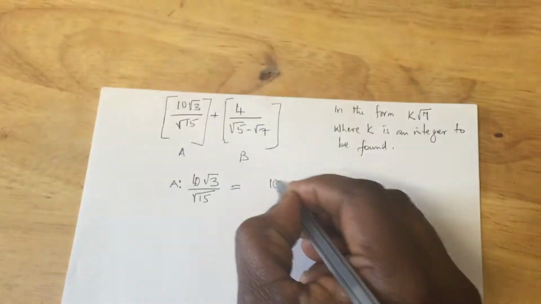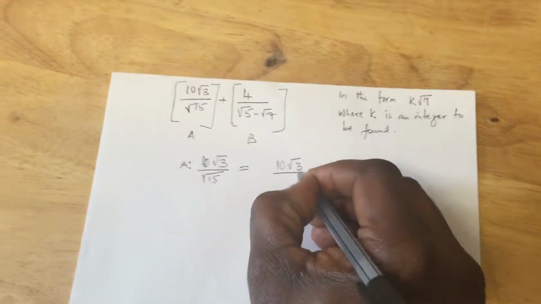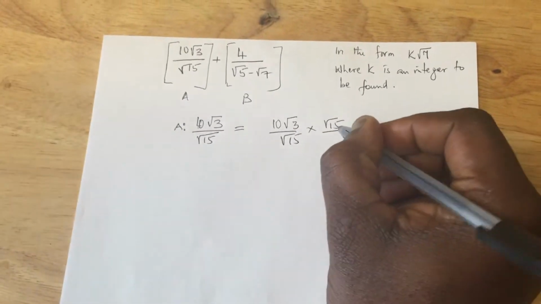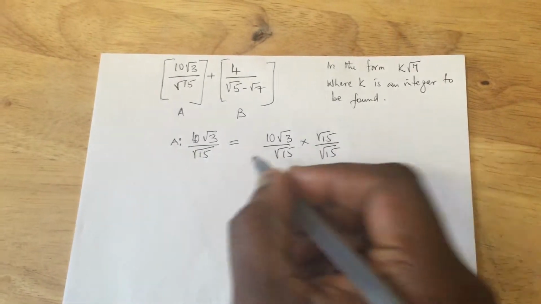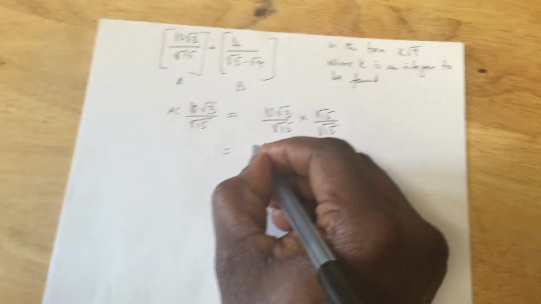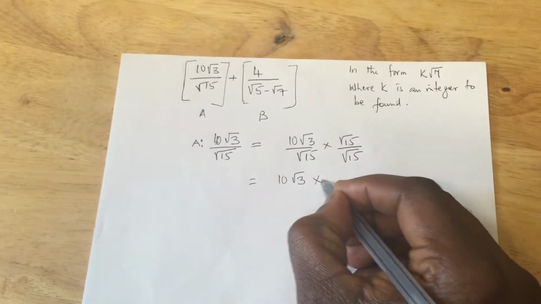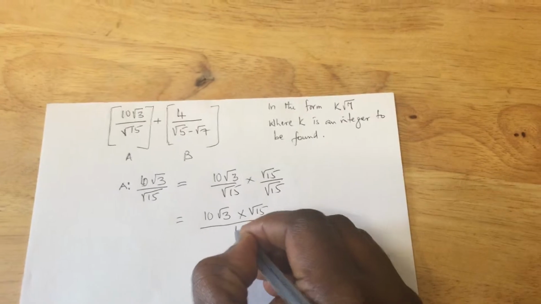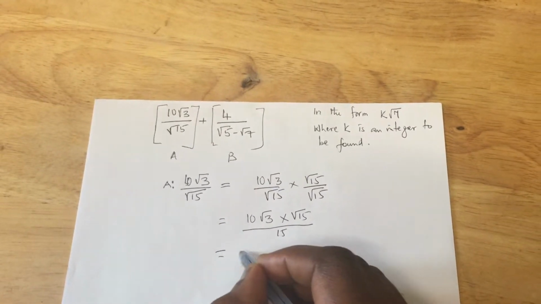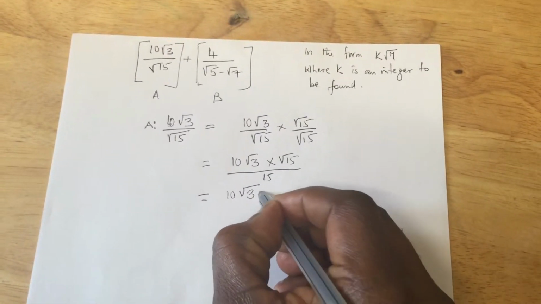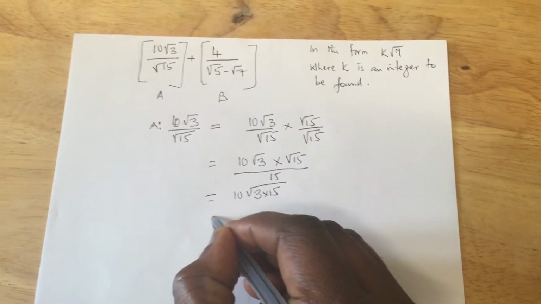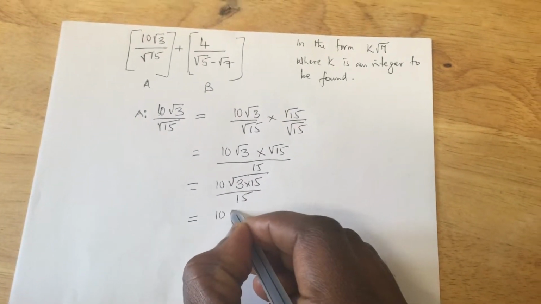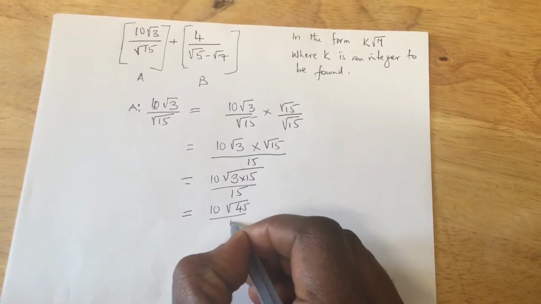So this will now be equal to 10 square root of 3 over square root of 15, times square root of 15 over square root of 15. This will now be equal to 10 square root of 3 times square root of 15 over square root of 15 times square root of 15, which is 15. And this will now be equal to 10 square root of 3 times 15, over 15. This will now be equal to 10 square root of 45 over 15.